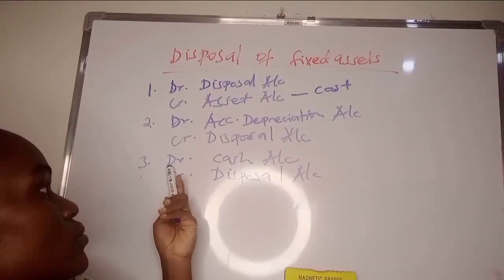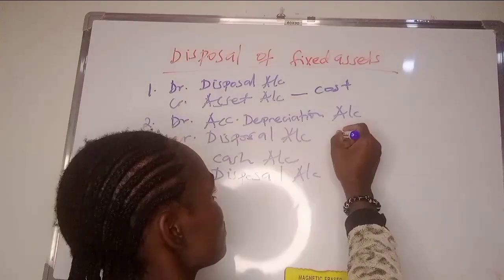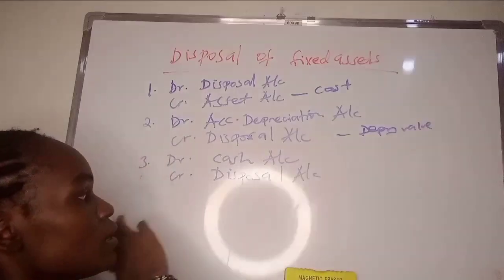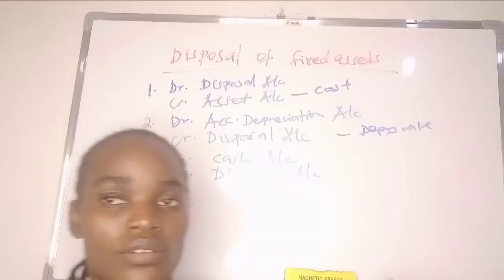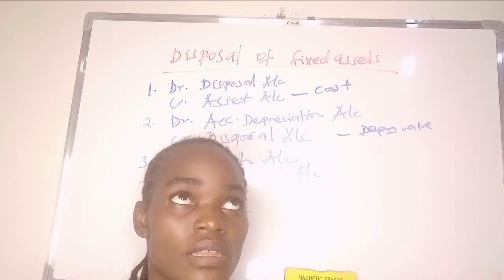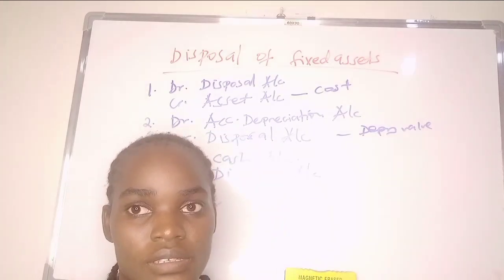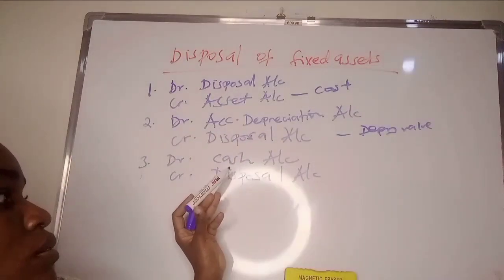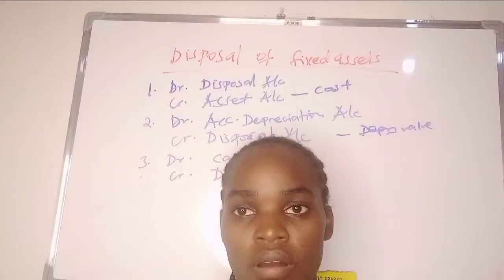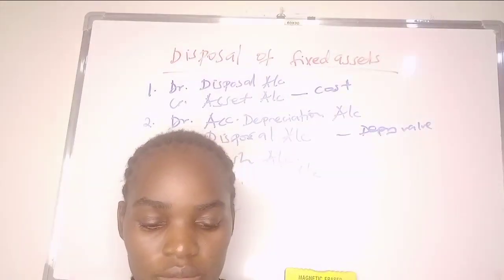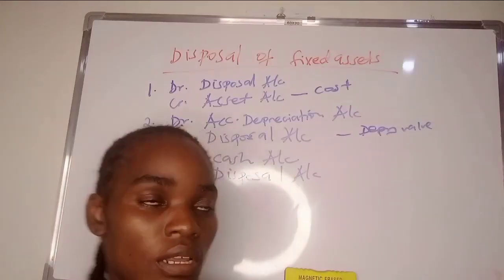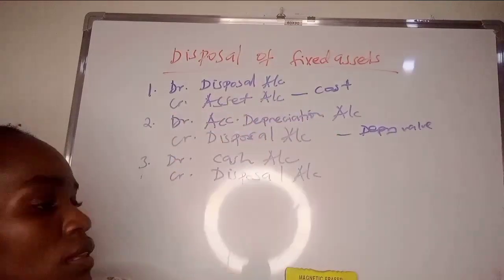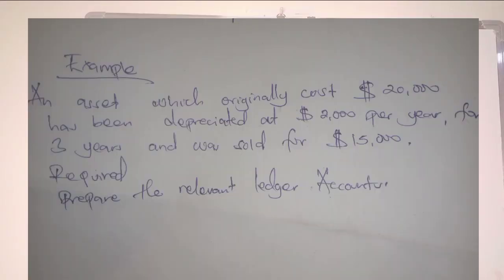Then thirdly, when you dispose of an asset, you are supposed to get cash. When you get that cash, it means that the cash account is increasing. So we debit the cash account and then credit the disposal account. So that's what we do. Where there is disposal, we shall have the cash account, disposal account, accumulated depreciation account, and then the asset account. So let's have an example.